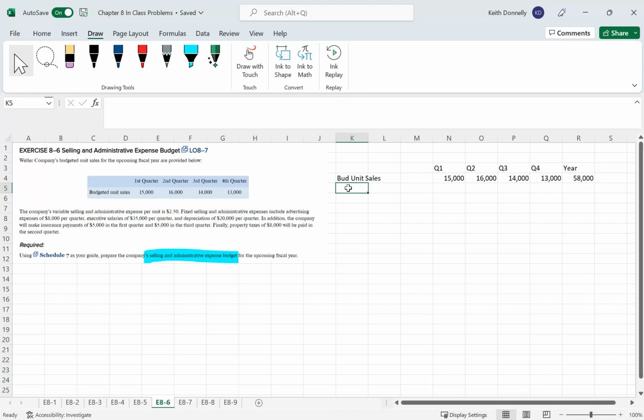Then what we're going to do is we need to start to figure out our variable selling administrative expense. So we have our variable SG&A expense per unit. They're telling us over here it's $250 per unit. Okay, so that will give us our variable SG&A expense. We'll just multiply that down.